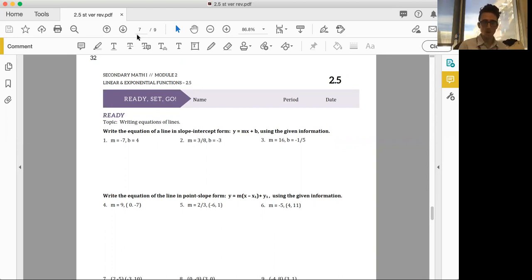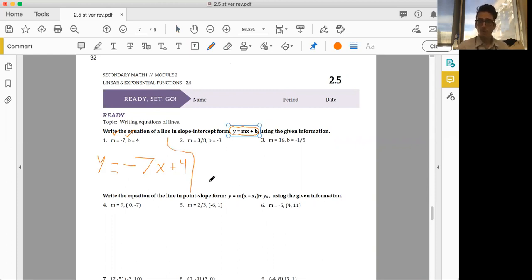So this ready part is super simple, does not take very much time at all. You're given the eventual form that you're trying to aim for. You're given m, you're given b, so just write it out. You have y equals, instead of m, you're putting -7. You're putting x, you're putting b is 4. You're done that. The other two are just like that.